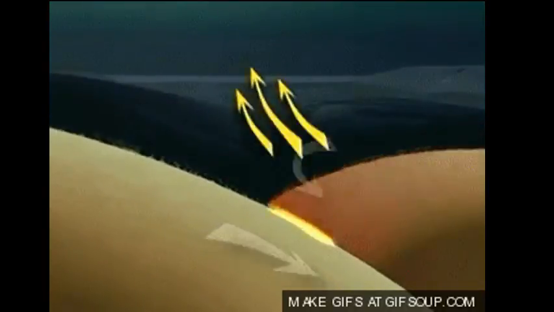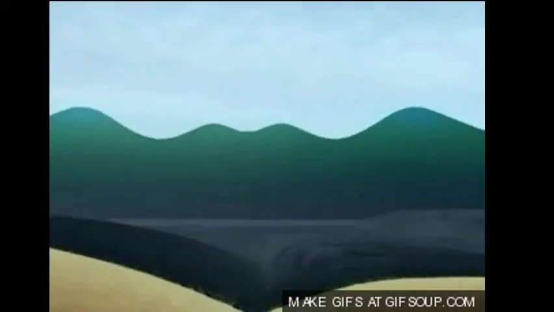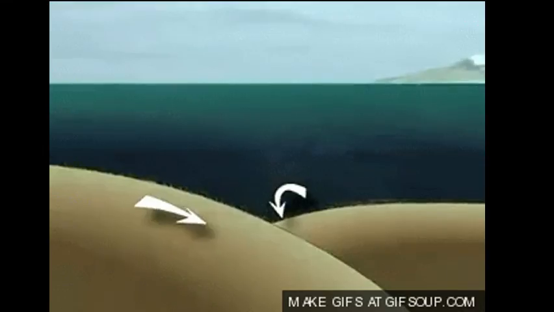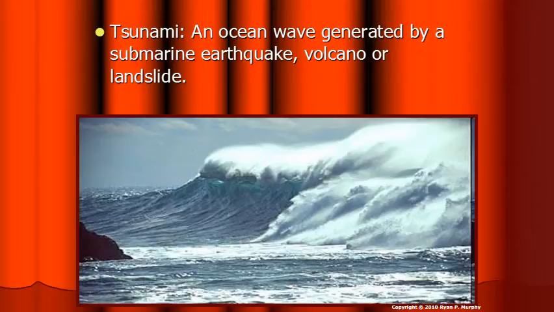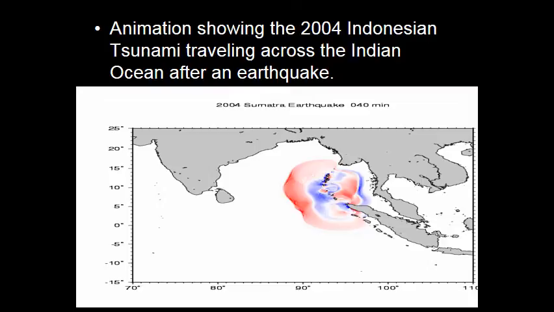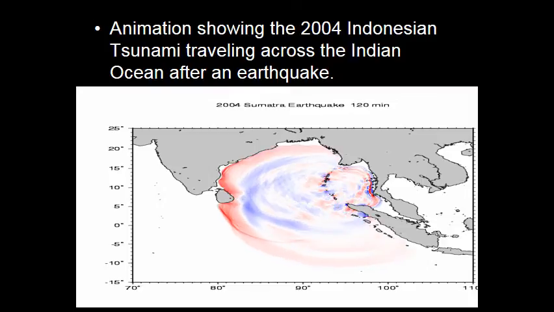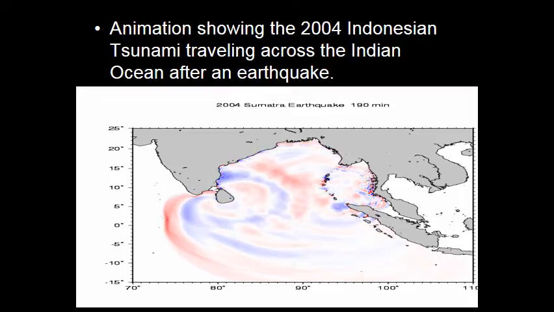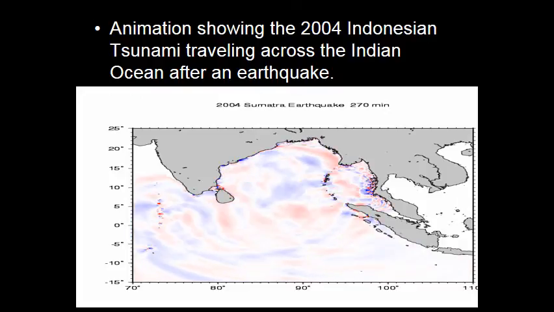In Japan, this was particularly bad because it actually got to their nuclear power plants, and they almost had a bit of a meltdown. So a tsunami is an ocean wave that is generated by a submarine or underwater earthquake. Not a submarine like the ship, but submarine meaning underwater. It can also be caused by volcanoes or landslides. This is an animation showing the 2004 Indonesian tsunami that traveled across the Indian Ocean after an earthquake.